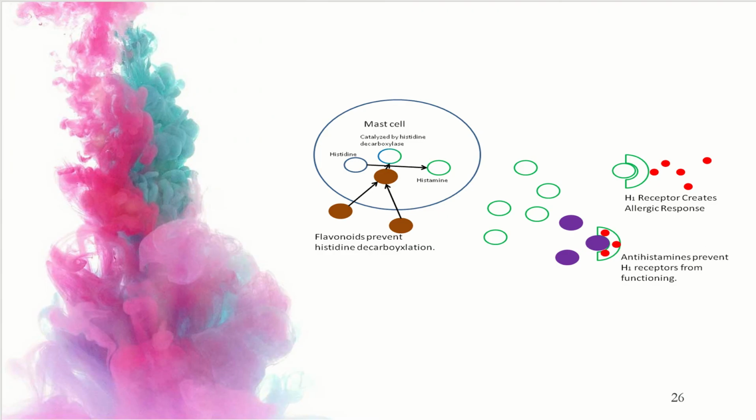So here we have an image of a mast cell, in which, as we saw in the biosynthesis of histamine, it starts off with L-histidine and is converted to histamine, which is released, and naturally once it is released, it creates an allergic response. When it is blocked by these antihistamines, it prevents the H1 receptors from functioning as we see up here.